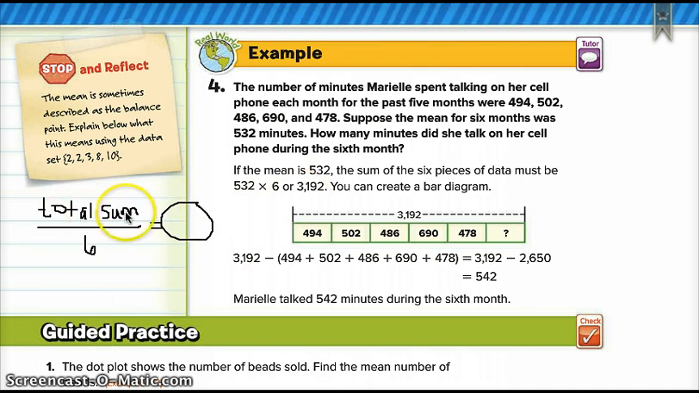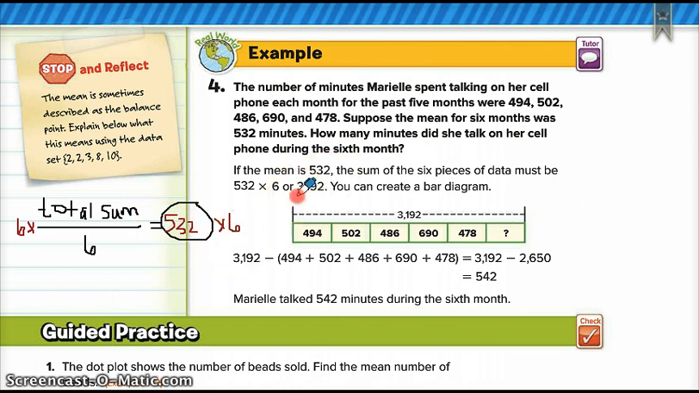We don't know what the total sum is exactly. We do know that the total sum of all 6 numbers needs to be 3,192. Then we know that we needed to divide that by 6 in order to figure out the mean. But they're giving us the mean. So that's why we need to work backwards to figure out what our missing data point is, because we know that this is 532. So I need to do my one-step equation, multiply by 6 on both sides to figure out what my answer is going to be.